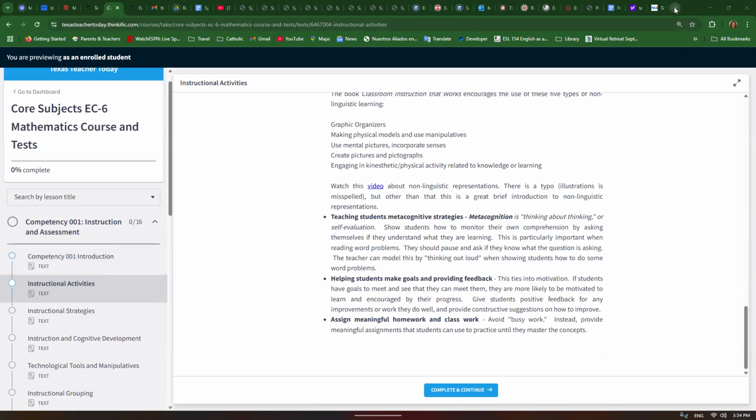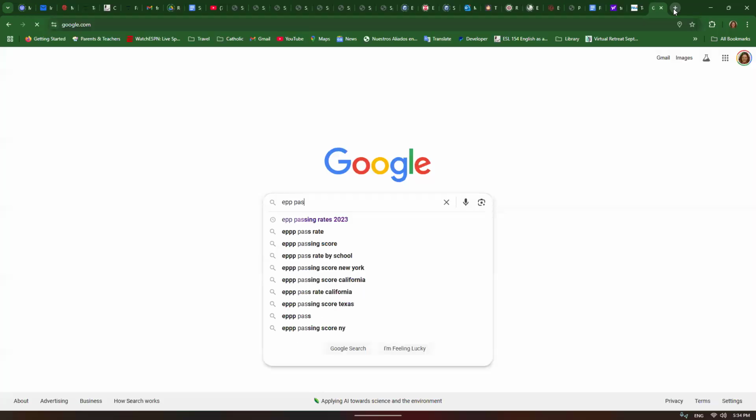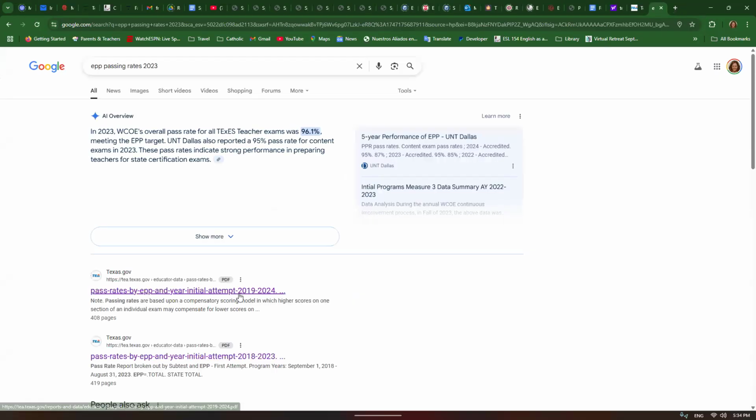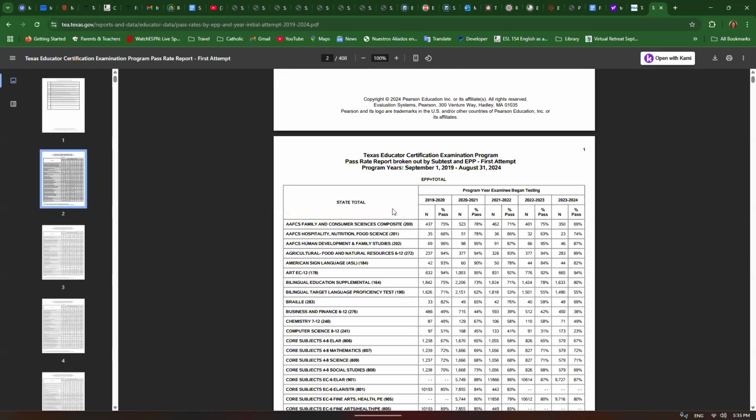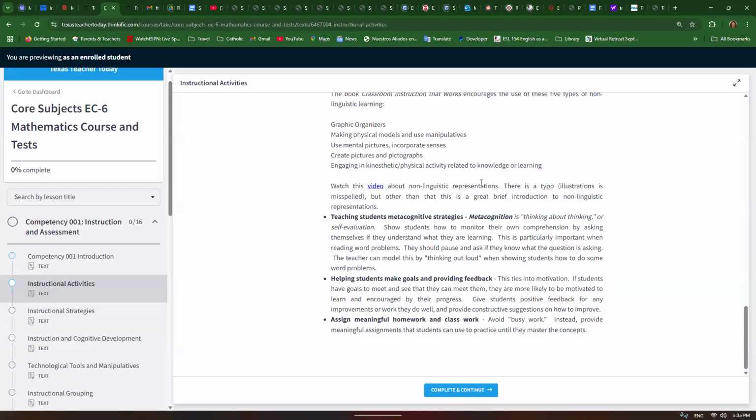Before I go any further, I want to show you something really quickly that I think you'll find interesting. If you just Google EPP passing rates 2023, you can see the state's latest data on the passing rates for the Core Subjects EC through 6, for all the tests, in fact. But let's look at math. You can see that the passing rate is 77%. So it's not too bad, but it could be better, right? 77% of first-time takers pass the test. It's one of the lower passing rates among core subjects, but it's higher than some of the other tests out there. So if you have taken it and haven't been successful, you're not alone, right?